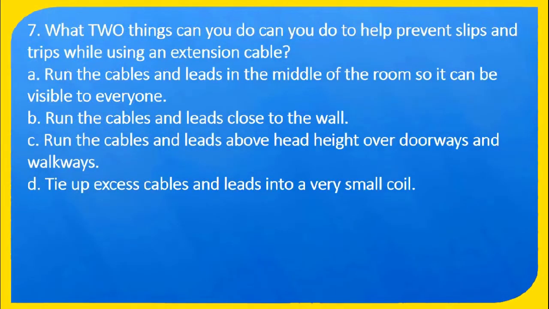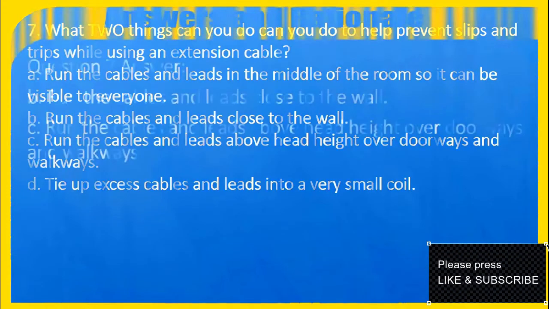Question 7. What two things can you do to help prevent slips and trips while using an extension cable? A. Run the cables and leads in the middle of the room so it can be visible to everyone. B. Run the cables and leads close to the wall. C. Run the cables and leads above head height over doorways and walkways. D. Tie up excess cables and leads into a very small coil.